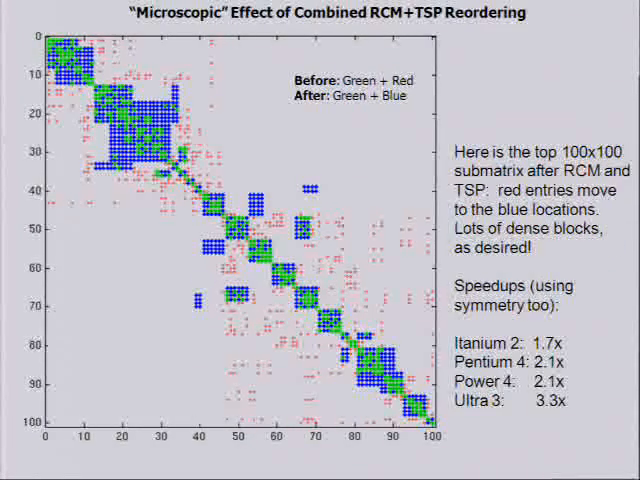And if we do another very cheap phase of the traveling salesman problem, this is what we end up with. All the original entries that were red have now moved into the blue areas, and it's all big, dense blocks. And we get big speedups. Now we can apply all of our register blocking tricks, and we get speedups of 1.7, 2.1, 3.3, depending on the platform. But if we tried any of those on the original matrix, it wouldn't have worked at all.